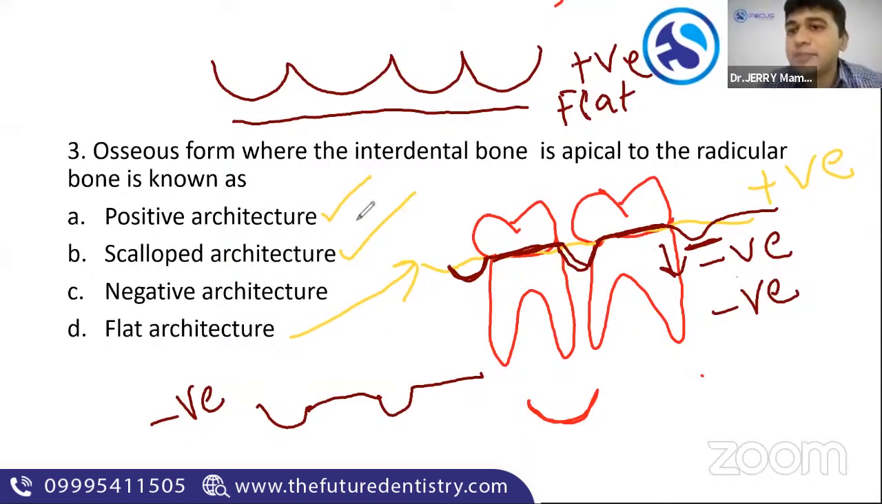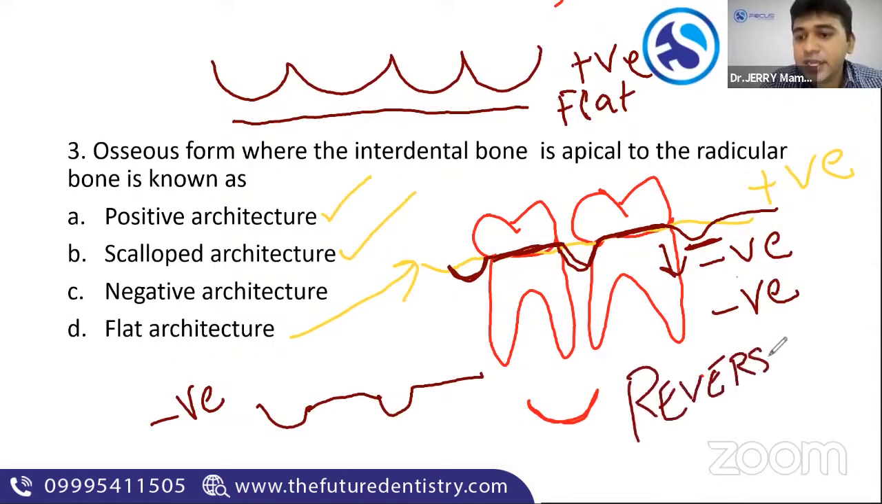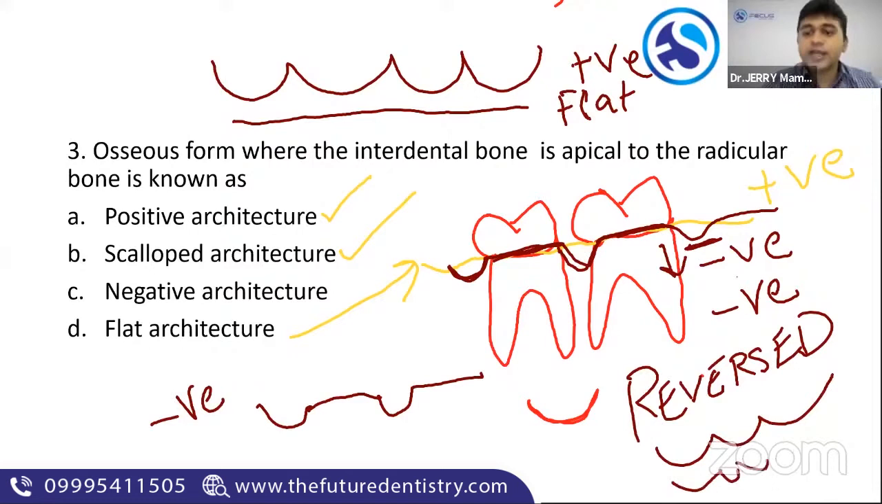Negative architecture is also called something else. Can anybody tell me what is the other name of negative architecture? Another name for negative architecture. What has happened now? The normal one has been reversed. Very good. So it is known as reversed architecture. The normal positive architecture has been reversed. So it is called a reversed architecture. Okay. I hope this is clear.